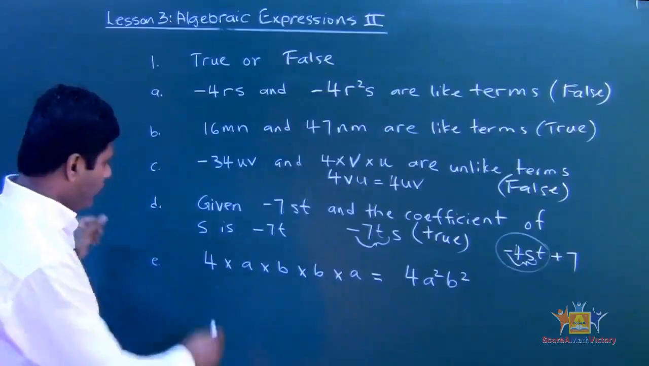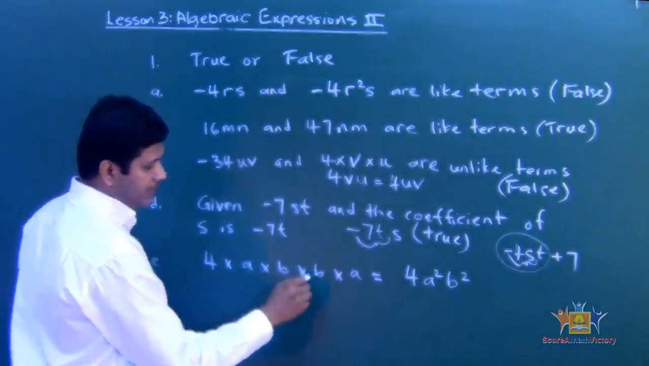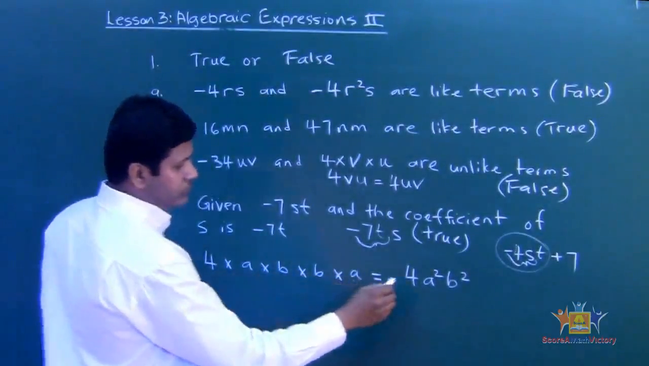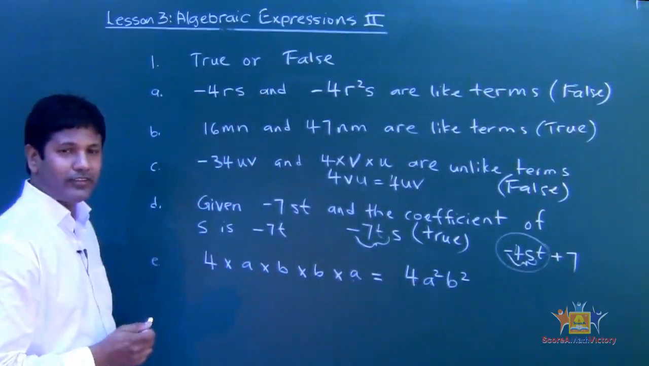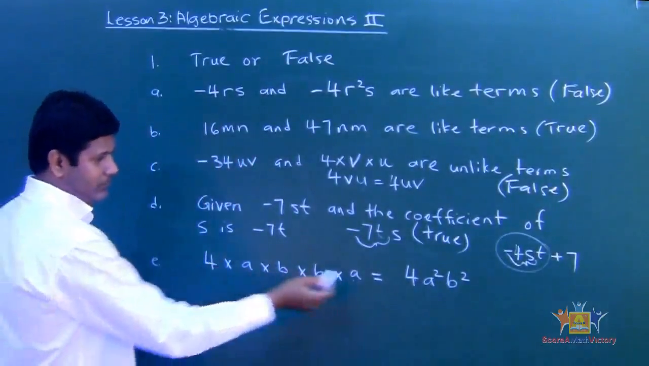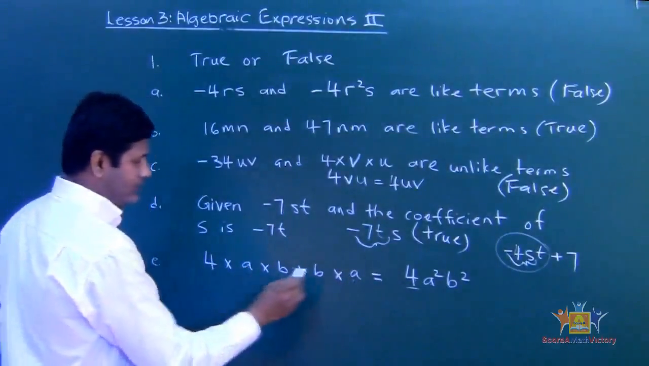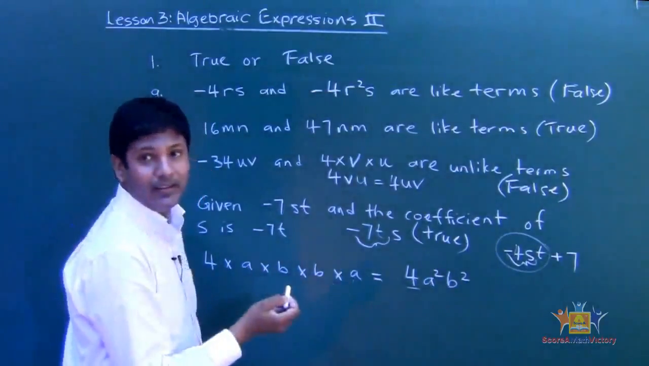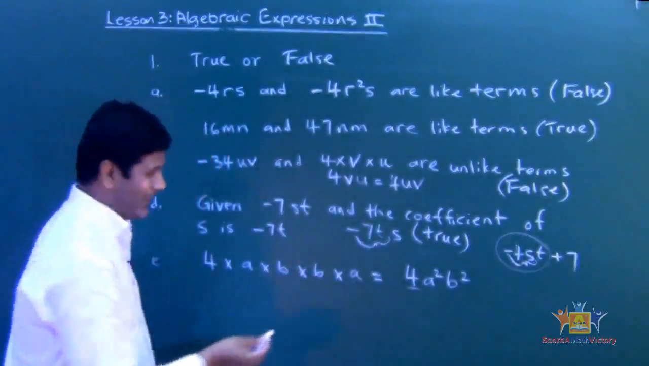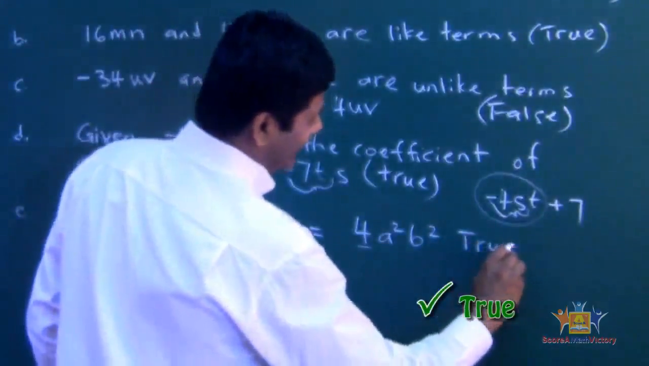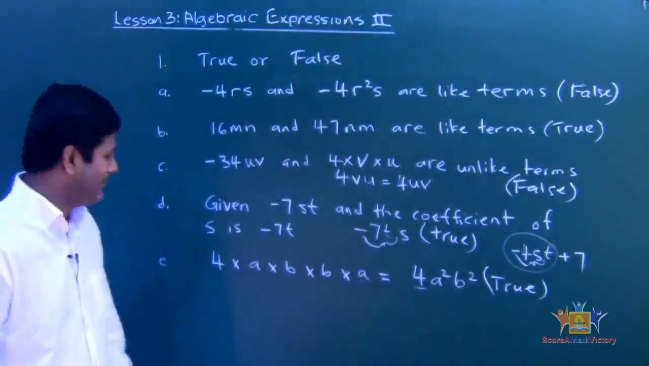Let's look at this one. 4 times a times b times b times a equals 4a squared b squared. Is it true or false? Well, there's the 4. How many a's are there? 1, 2, a squared. How many b's are there? 1, 2, b squared. It is true. Very good. Good job. Perfect.